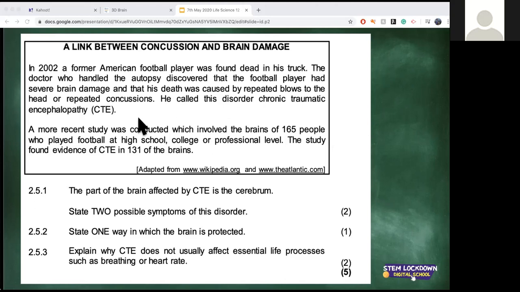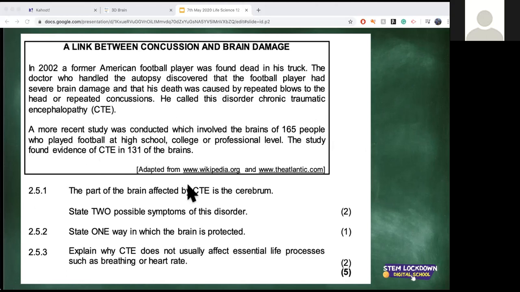A more recent study was conducted, which involves the brains of 165 people who played football in high school. Now remember, football is not what we know as soccer. Football is American football in this context, or professional level. The study found CTE in 131 of the brains. So out of 165 people who played American football, 131 of them already had brain damage.